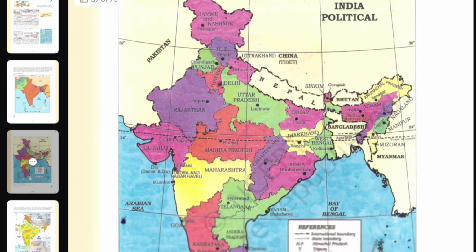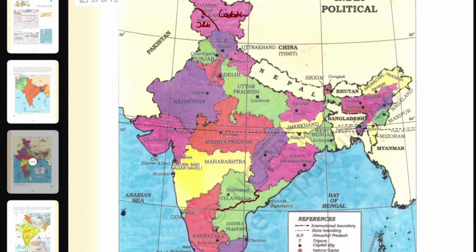So this is a political map of India. I think it is a very old map. So in this you can see here it is J&K and it is Ladakh. Okay, this is the beautiful political map of our India.